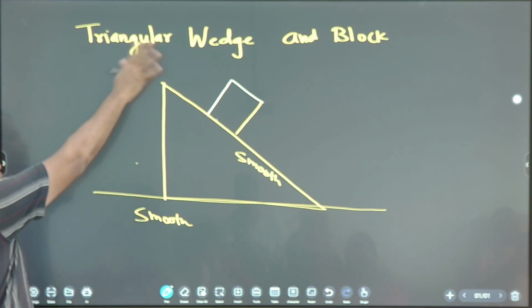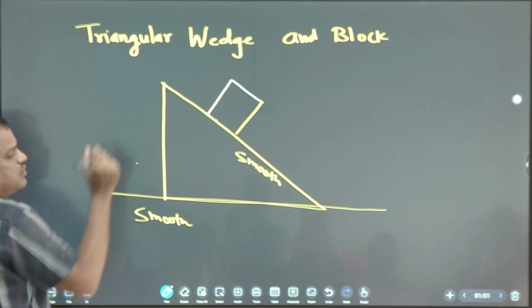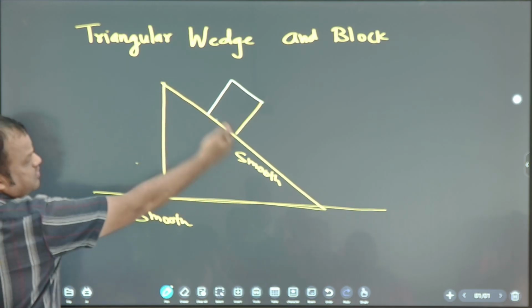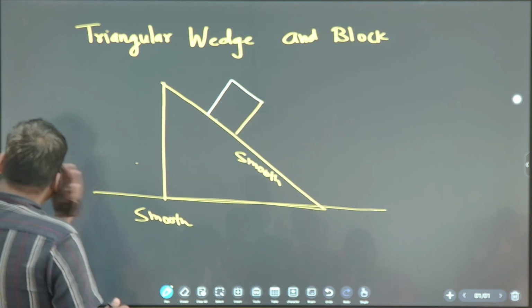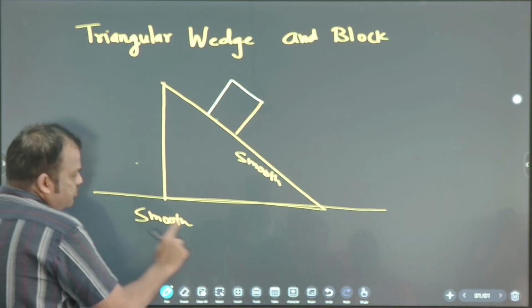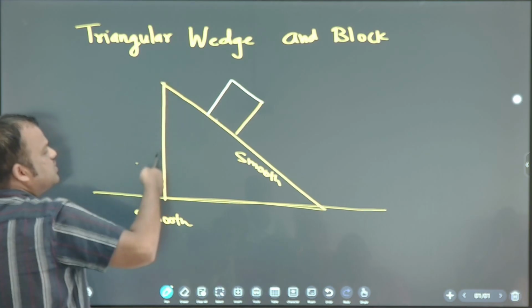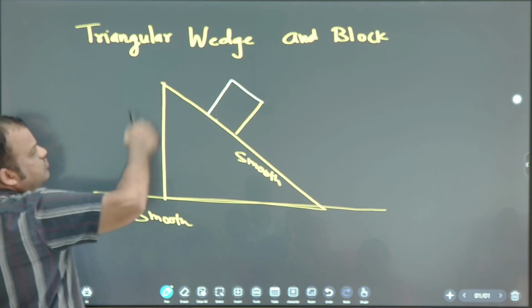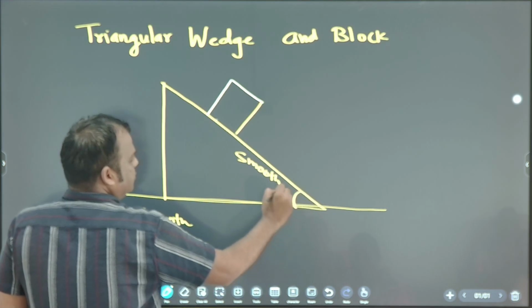First of all, this is not friction. Friction is over. We have finished friction. Some topics are there I will teach, but this is not friction. This is a smooth surface, everywhere. The shape of this wedge is triangular. One face is vertical, the other face inclined. So what is the angle of inclination?